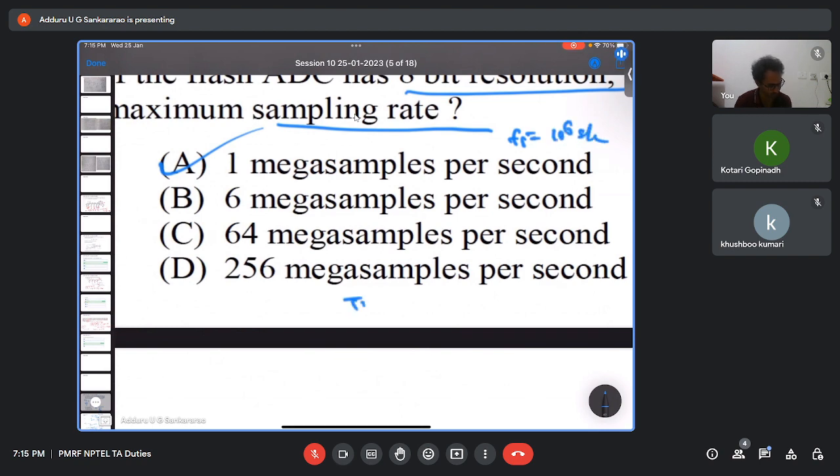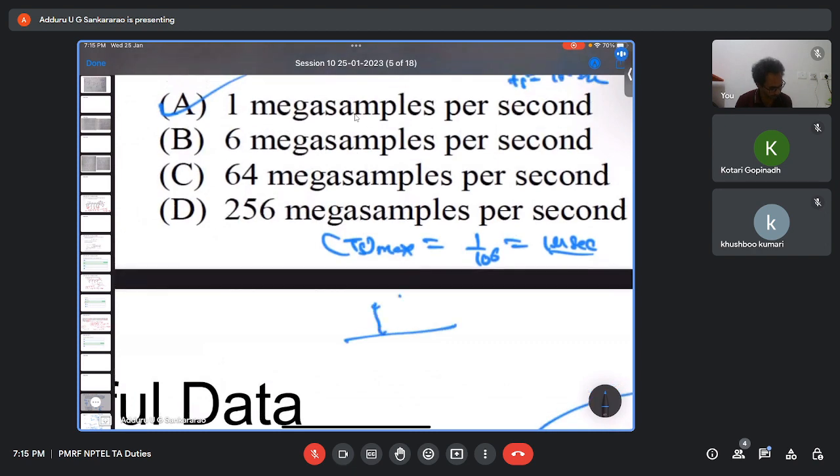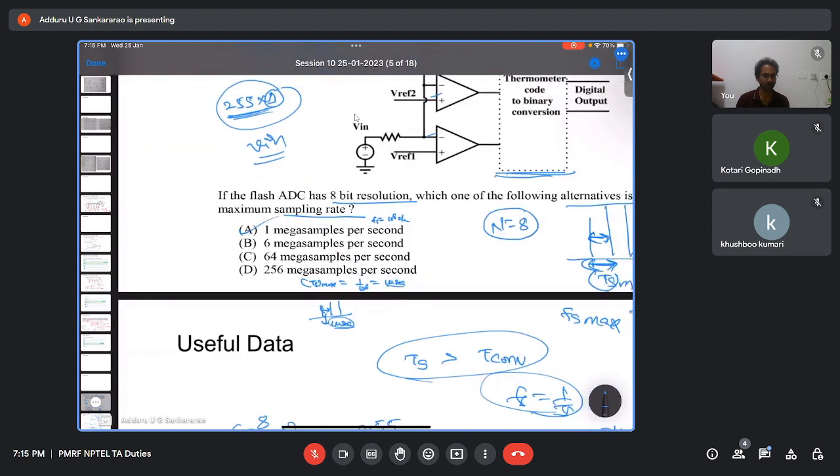That means what is the minimum time period between the sampling intervals? 1 by 10 power 6, that means 1 microsecond. That means between successive samples, at least 1 microsecond interval should be there. Then only we can convert the samples. You got it right. Basically, it is depending on the delays. Even the flash ADC will not have any delay, but still the components will have delay.